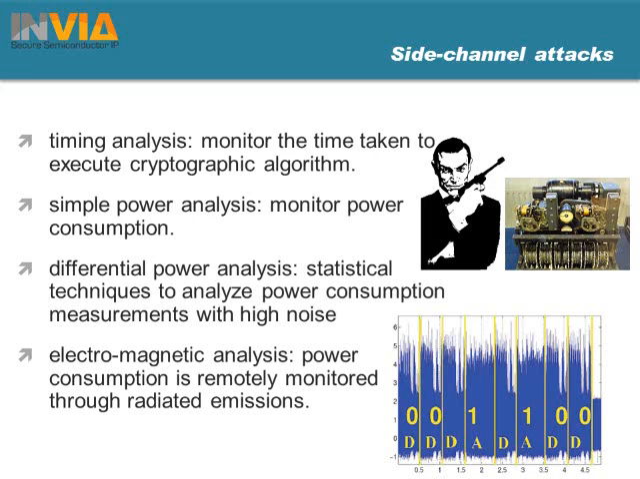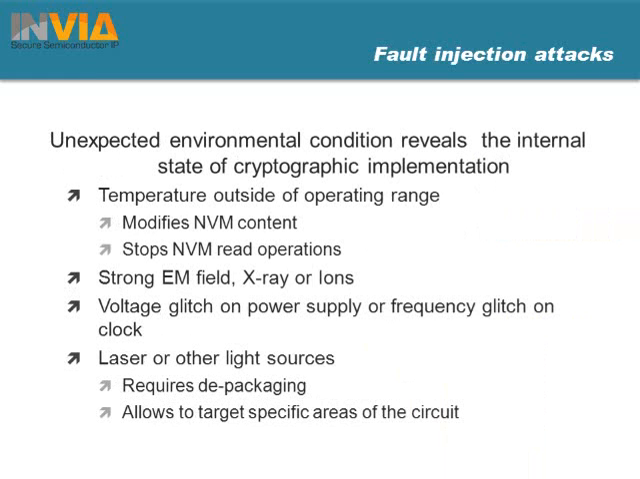And all these other single power analysis, differential power analysis, and electromagnetic analysis rely on the power needed to execute a cryptographic algorithm. And from this power analysis, you will identify the secret key. Fault injection attacks are based on an unexpected environmental condition that reveals the internal state of the cryptographic implementation. So we'll see how it works in detail just after this slide.